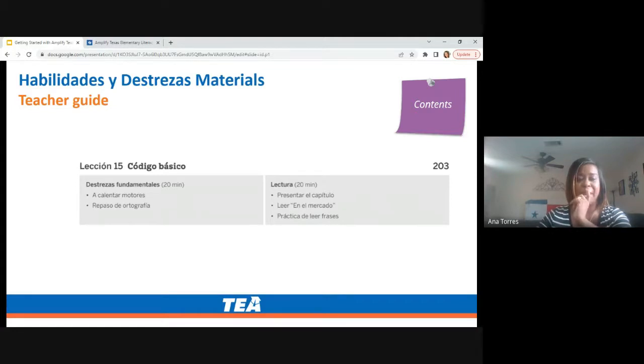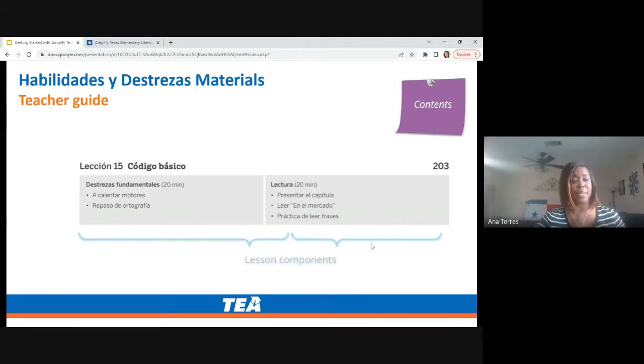What are those, right? The lesson components refer to the large sections of the lesson. So for example, this lesson has two lesson components: foundational skills, which are known as Destrezas fundamentales, and also you have lectura, which is your reading section here. Those are known as your lesson components, which are your larger sections. So foundational skills and reading in this particular example.